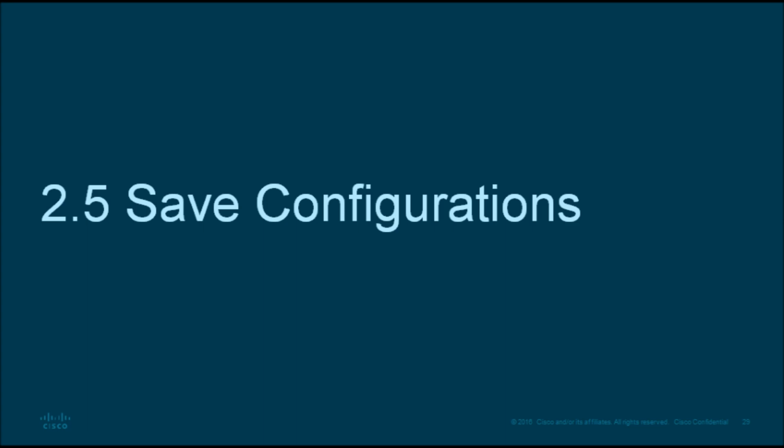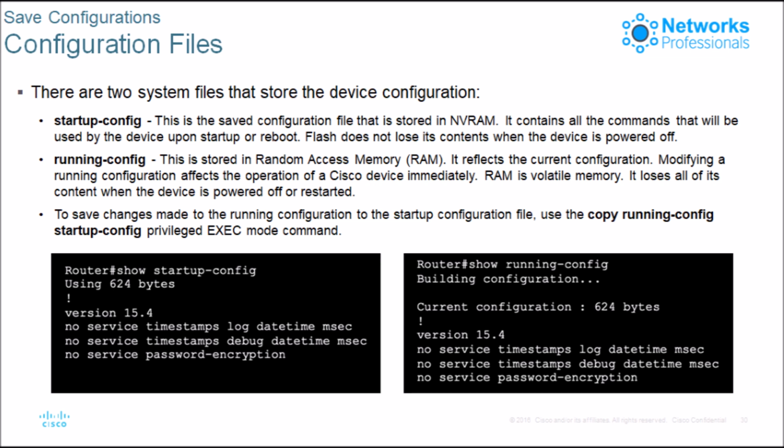You now know how to perform basic configuration on a switch, including setting passwords and banner messages. This section shows you how to save your configurations. There are two system files that store the device configuration. Startup config: this is the saved configuration file that is stored in NVRAM. It contains all the commands that will be used by the device upon startup or reboot. Flash does not lose its contents when the device is powered off. The show startup-config privileged exec mode command is used to view this configuration file.